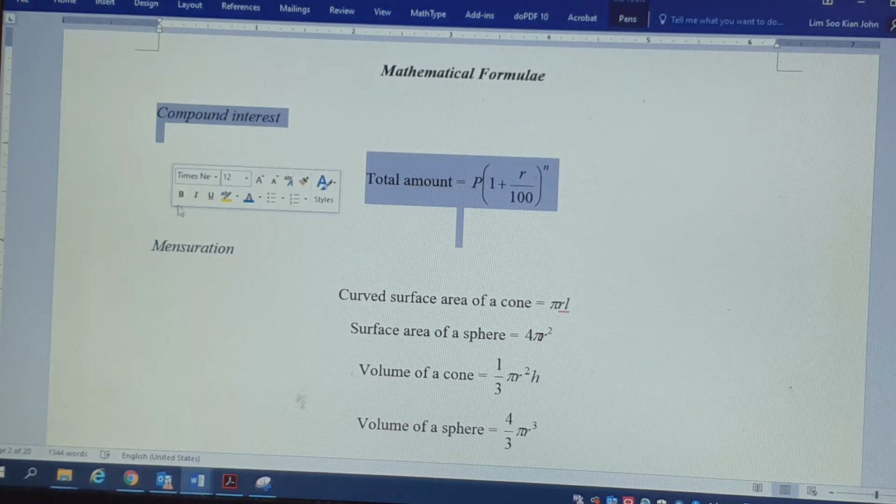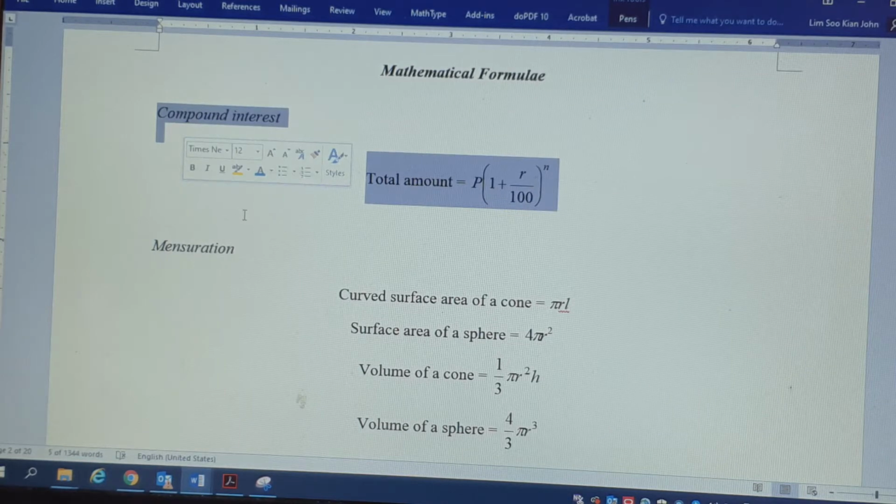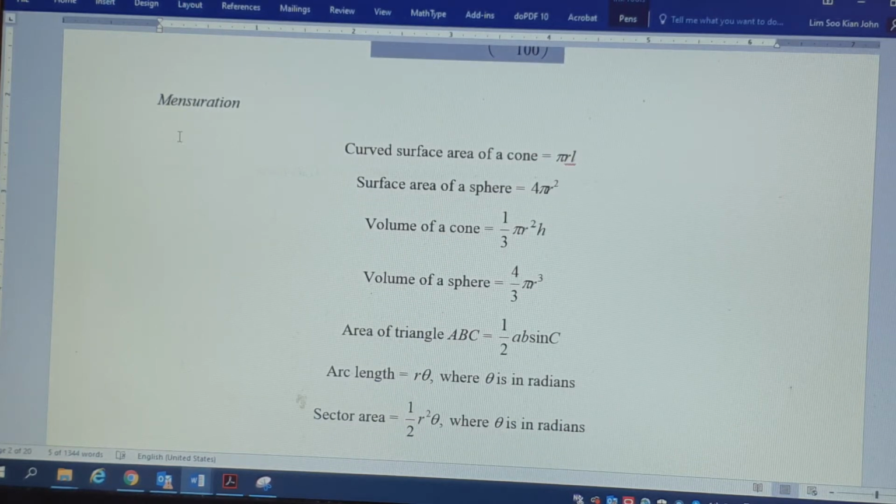Now, first of all, you have this compound interest formula, which of course you know will definitely come out. Compound interest, you just learned this year. Even if you learned it in Sec 1, Sec 2, it will definitely come out, because you have 180 marks for your examination. Now, we'll go through this when we come to those questions, but you see for mensuration now, which is area and volume of your solids or figures, these are all the formulae that you'll be given.